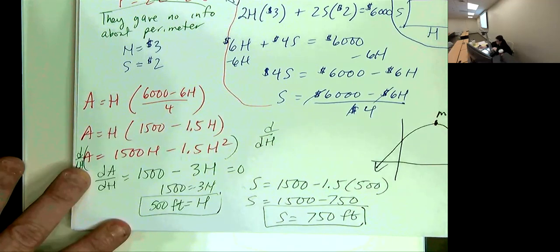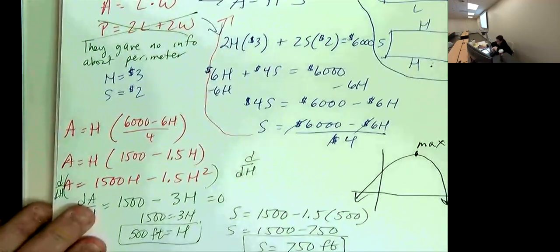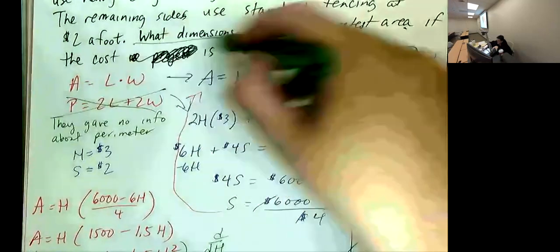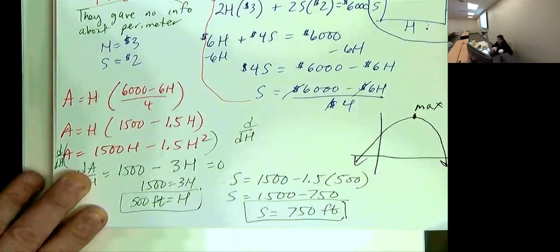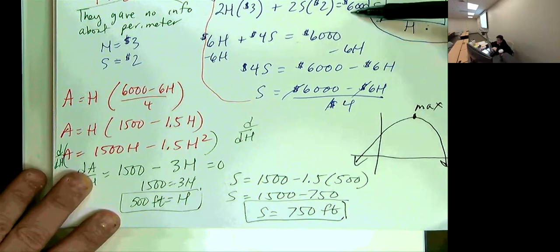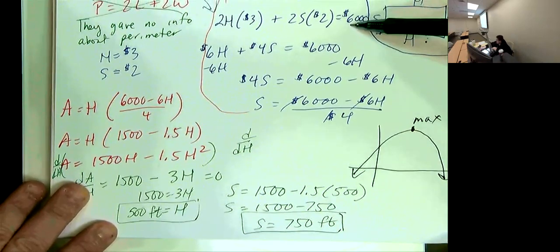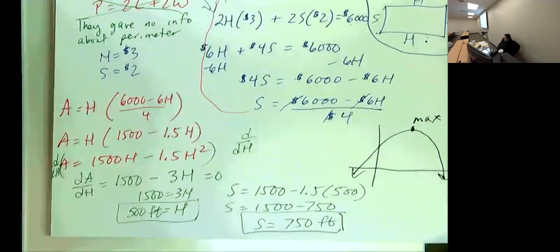Those are the answers because it asked specifically what dimensions. It didn't ask me what the area was. It asked what the dimensions were. So those are the dimensions. You can plug them into this price equation and verify that you still get $6,000. That's worth checking. When you're doing the test, if you've got time to check it by plugging into your equations, check it.